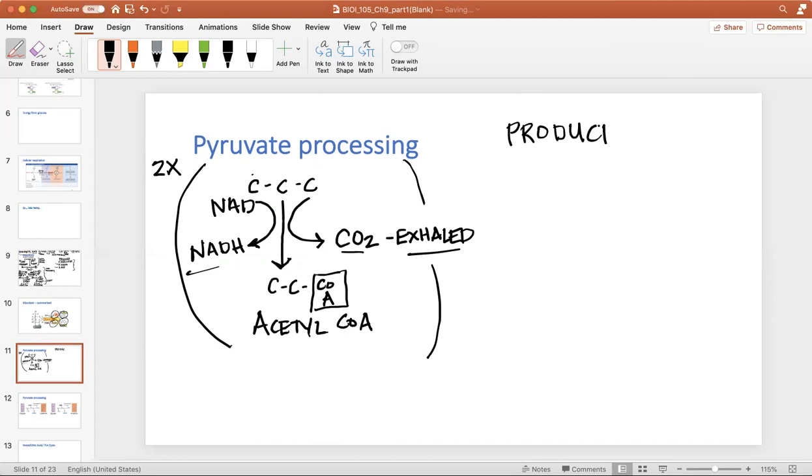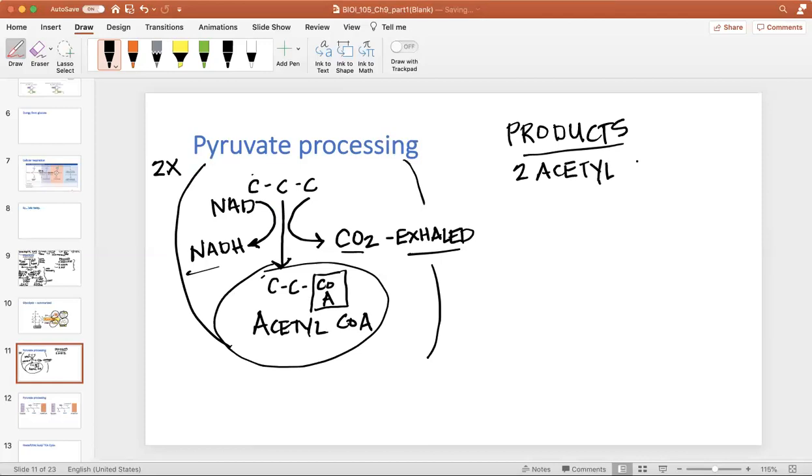So let's think about the products that are associated with pyruvate oxidation, okay? The first thing we're going to get out of this are 2 molecules of acetyl-CoA. We're going to use these in the next step of the process. The next thing that we get are 2 molecules of CO2. And remember, I'm saying 2 because we're going through this process twice. So 2 molecules of CO2.